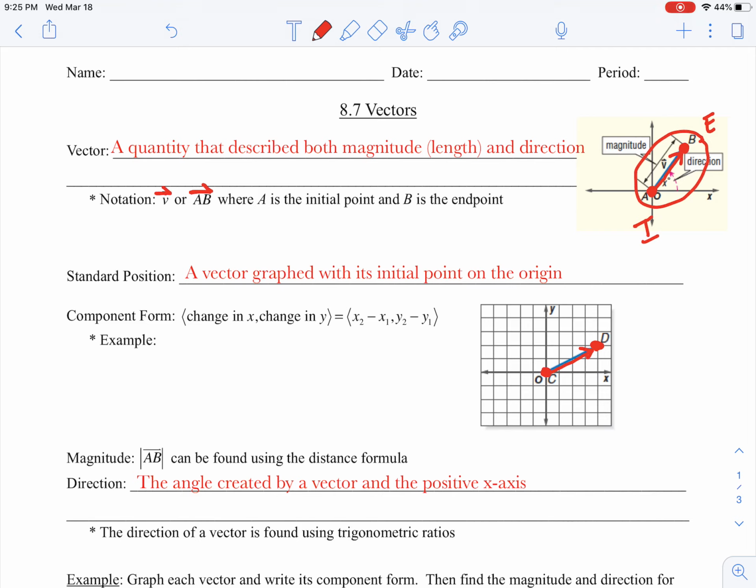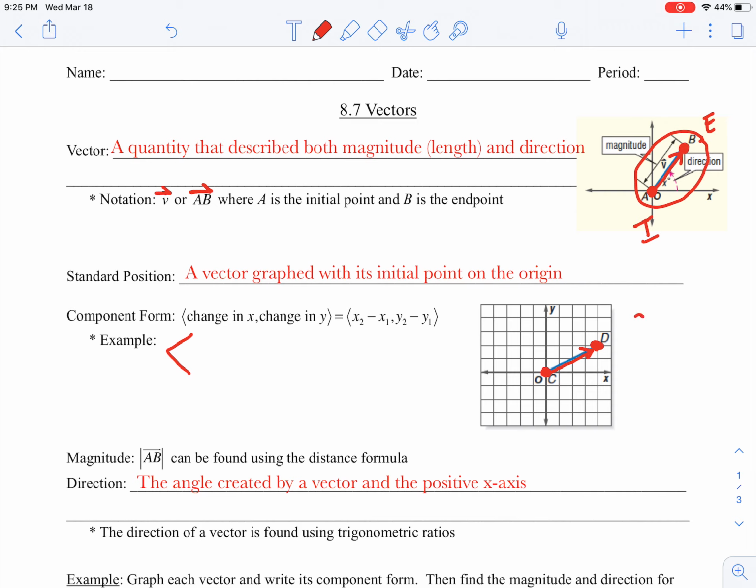When a vector is graphed in standard position, we can write it in what's called component form. Component form sort of looks like coordinates, but it has these pointed brackets instead of the curved parentheses. To find component form, we look for the difference in the x values and the difference in the y values from the coordinates of the initial and terminal points.